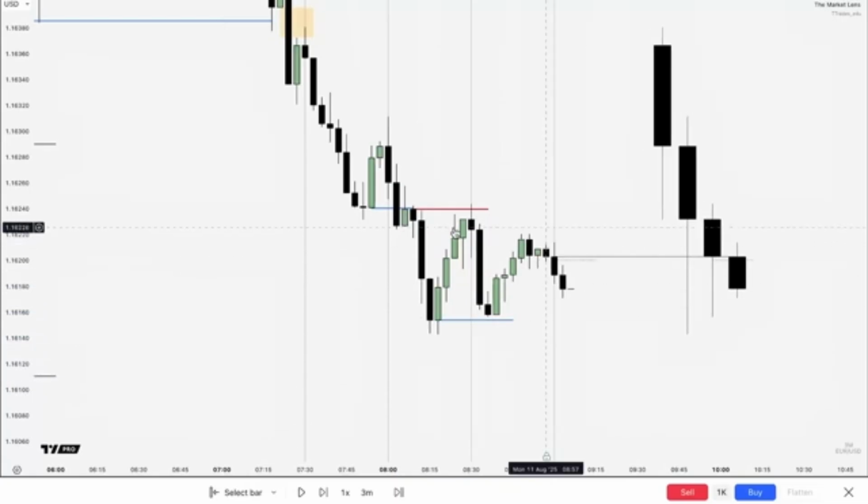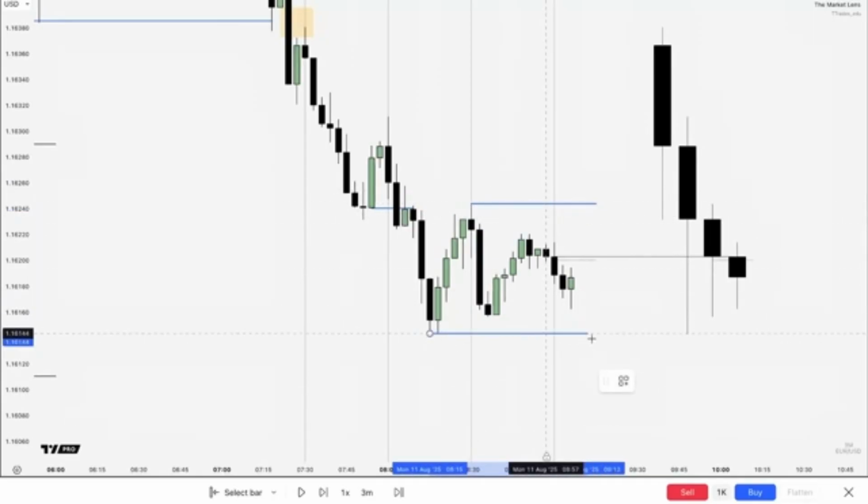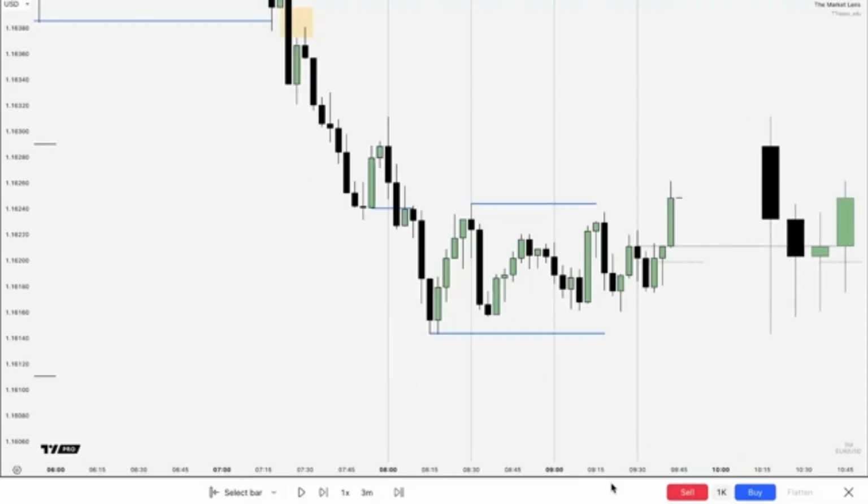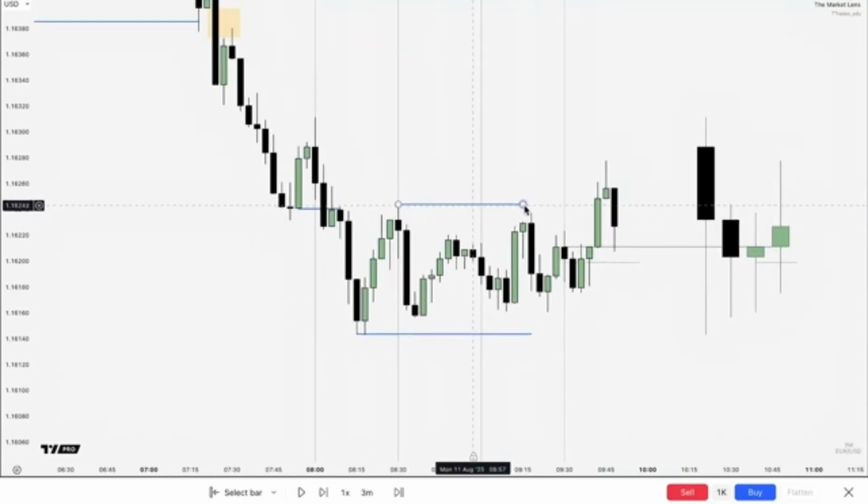What are we doing now? If we can't get that closure below to expand, we are doing what? We are now just consolidating. So the same thing as above. I'm just focused on the high and the low of the range. And let's see what happens. So now we take out the high in the range.